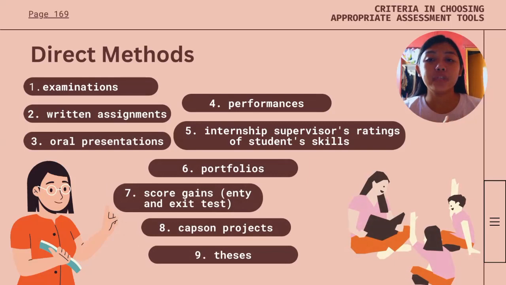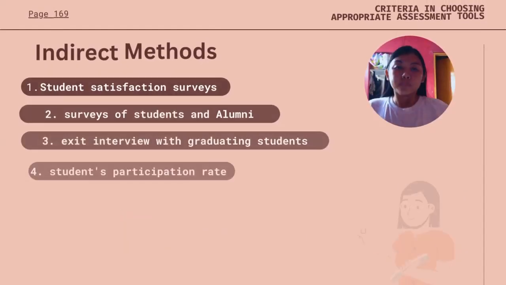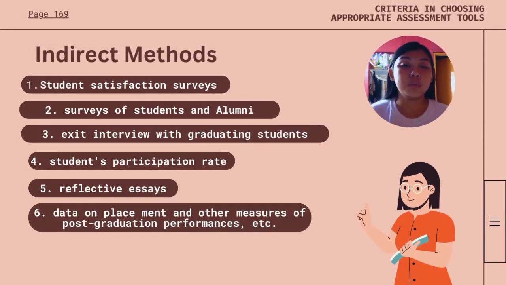Here we have different kinds of samples for direct methods. The first one is examinations, second is written assignments, third is oral presentations, fourth is performances, fifth is internship supervisors' rating of student skills, sixth is portfolios, seventh is core gains, the entry and the exit tests, eighth is capstone projects, ninth is thesis, and many more. Now let's go to indirect methods.